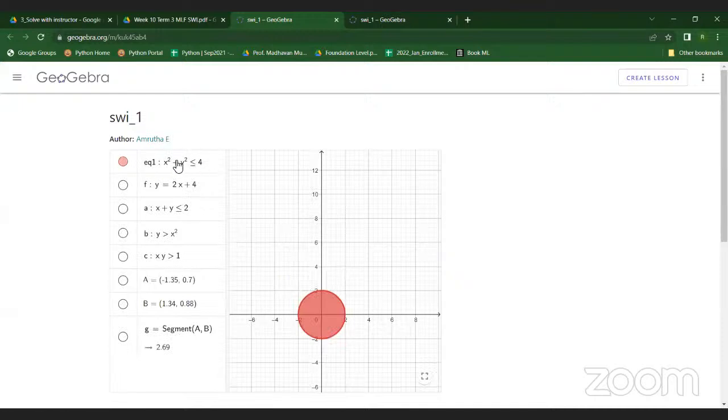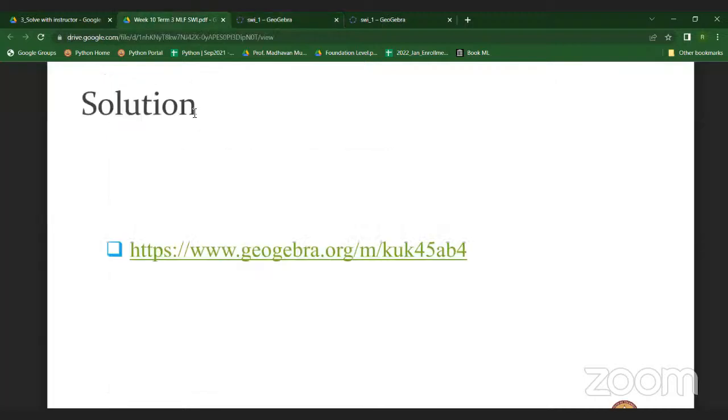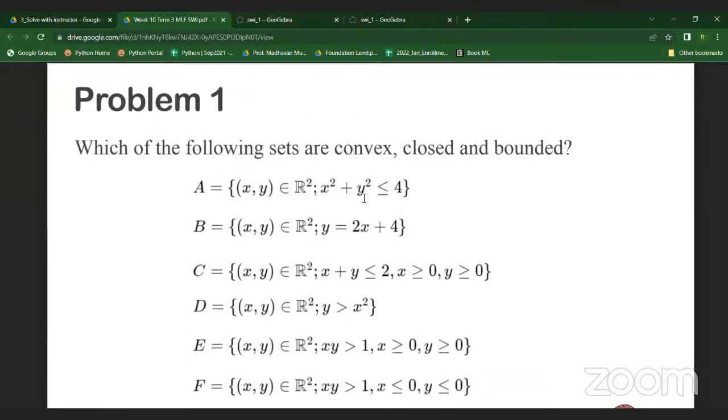If you look at this first one, x square plus y square is less than or equal to 4, we know that the circle is a convex one, and it is closed and bounded. It is bounded by x square plus y square less than or equal to 4. Whatever points we have are within this itself. So this is convex, closed and bounded too. So the first option is true.